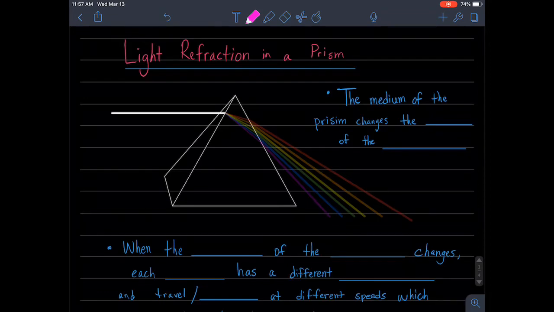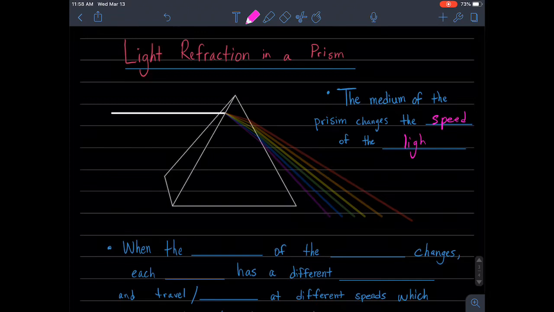So white light enters a prism. The prism has a medium that causes the light to change its speed. It has to slow down. Also, the angles in the prism cause the light to bend. So it bends and the speed changes. So we say the medium of the prism changes the speed of the light.